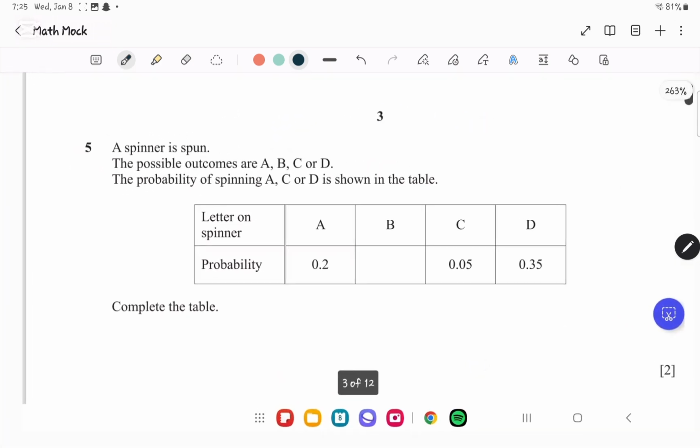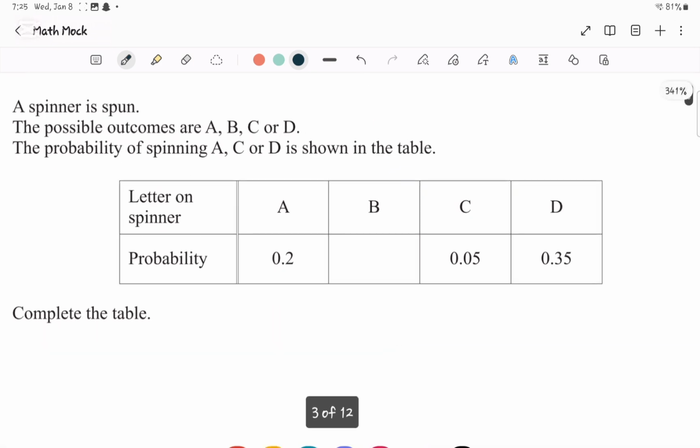Now, question number 5. A spinner is spun. Okay, the possible outcomes are A, B, C, or D. They gave us the probability of spinning A, C, or D. It is shown in this table. So we need to complete the table. Very simply, to complete the table, what we need to know first is that the probability of A plus the probability of B plus the probability of C plus the probability of D is equal, all in all, to 1.